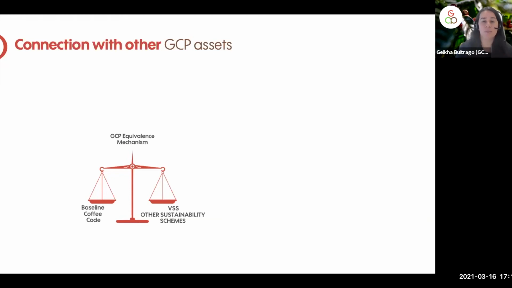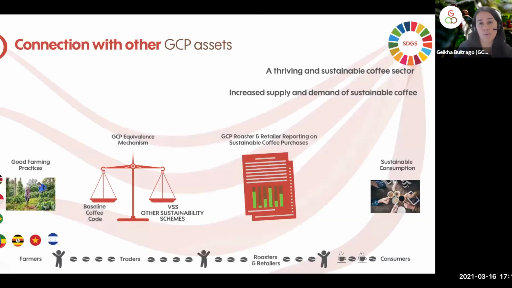Those schemes that are recognized as equivalent to the Baseline Coffee Code are then later eligible to be included in the GCP roaster and retail reporting on sustainable coffee purchases. So here you see how these three different pieces are connected to the Baseline Coffee Code, and how on one hand, we try to really promote the uptake of sustainable practices, and at the same time, at the consumer end, we try to drive further transparency and further uptake of buying from those producers that actually follow at least practices that are equivalent to the Baseline Coffee Code.